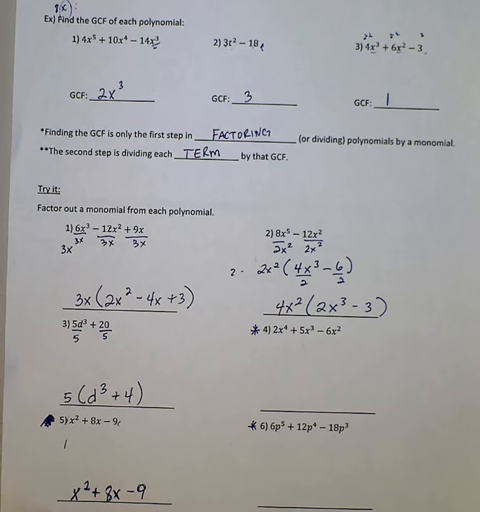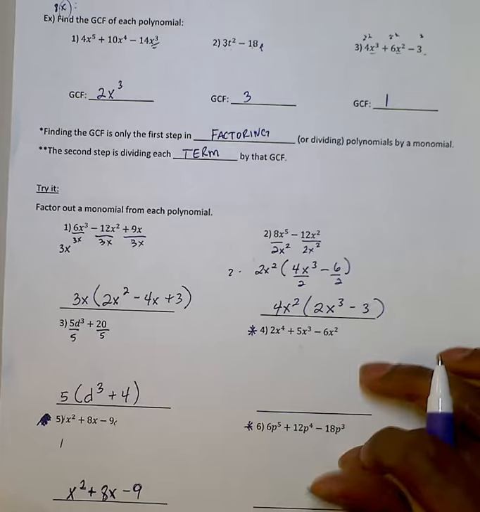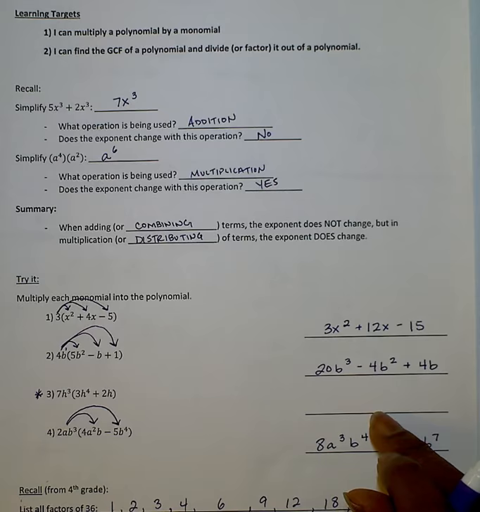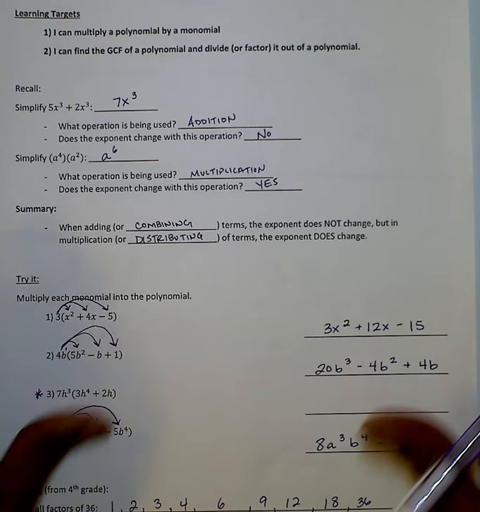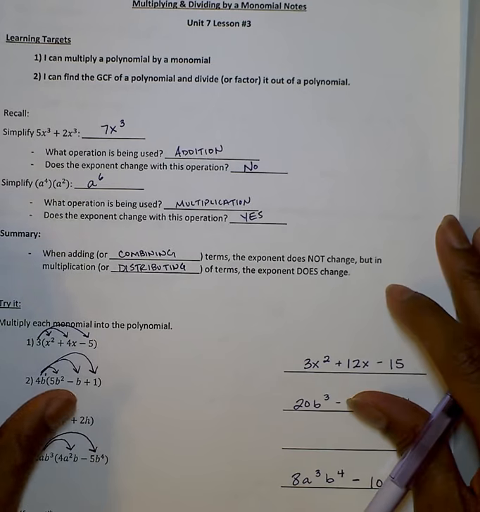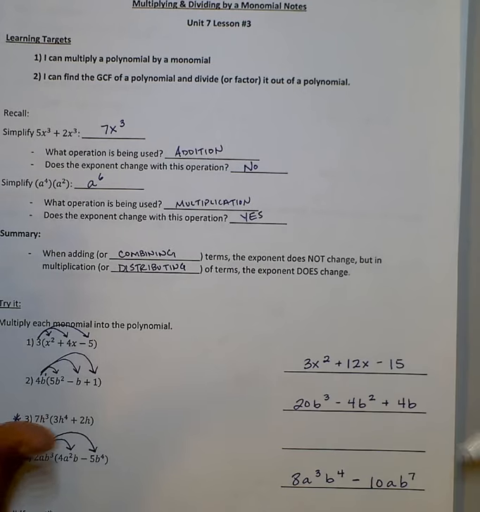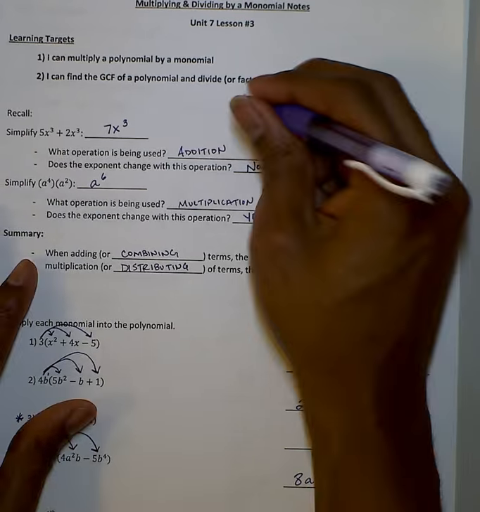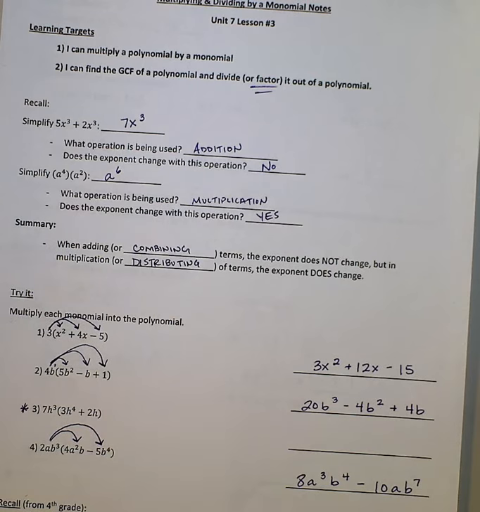All right, so look at 4 and 6. Do that for me. Also remember that you have to do number 3 on the front of multiplying. Now at the end of this lesson, I hope that you're able to multiply polynomials by a monomial and find the GCF and divide or factor a polynomial. So we're really going into factoring a little bit.